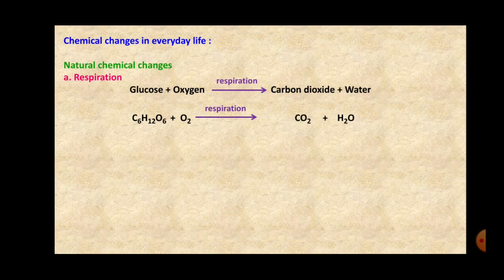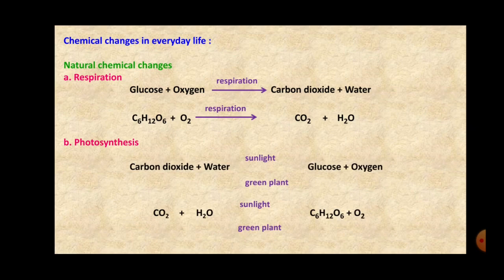So the word equation is glucose plus oxygen, arrow, carbon dioxide plus water. This chemical equation represents the process of respiration. And the chemical reaction is C6H12O6 plus O2. During respiration, it forms CO2 and H2O.